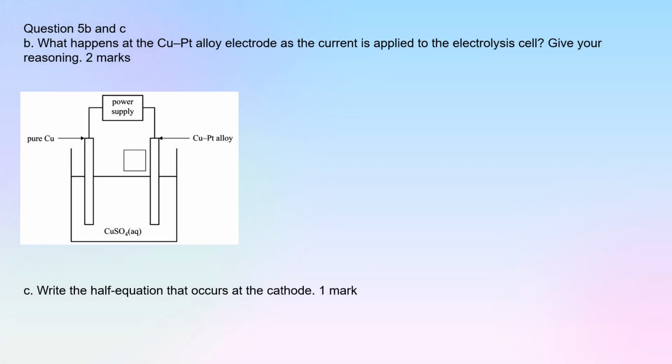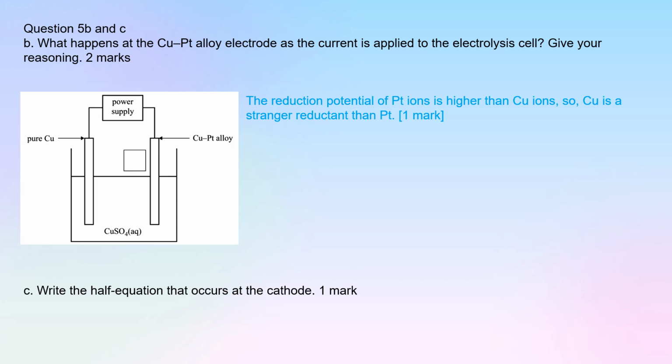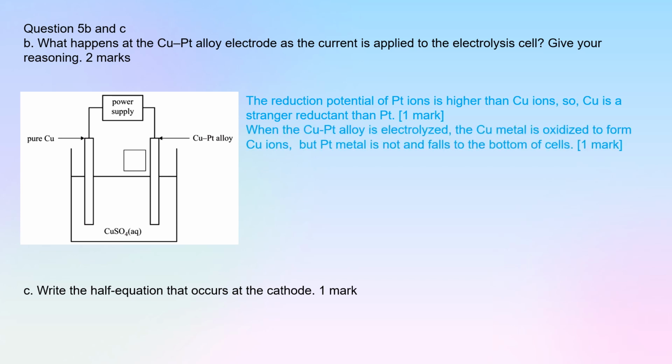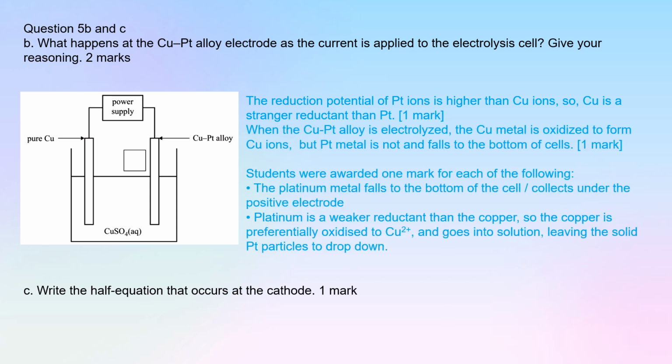The reduction potential of Pt ions is higher than Cu ions, so Cu is a stronger reductant than Pt. When the Cu-Pt alloy is electrolysed, the Cu metal is oxidised to form Cu ions, but Pt metal is not, and falls to the bottom of the cell. The half equation at the anode is Cu losing electrons.